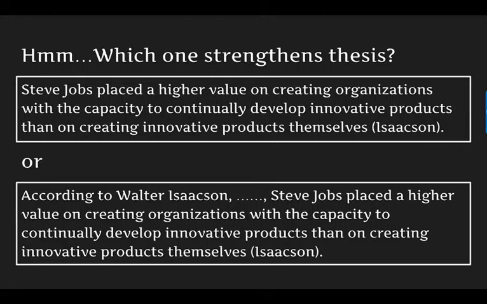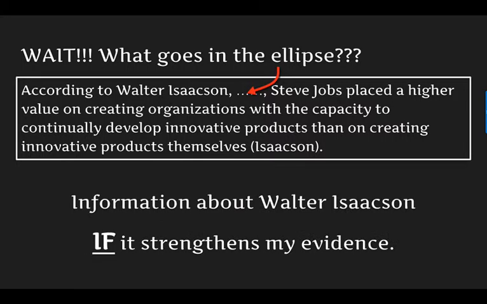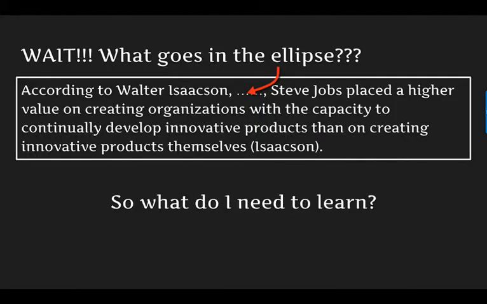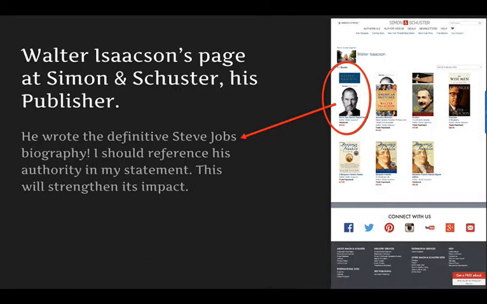So the question on the bottom one is really like, what goes into that ellipse? And that's really going to determine which is the preferable way to present that information. So we have to find out information about Walter Isaacson, and if it strengthens your thesis statement, then you're going to use it. So what do we need to learn? Obviously, who is Walter Isaacson?